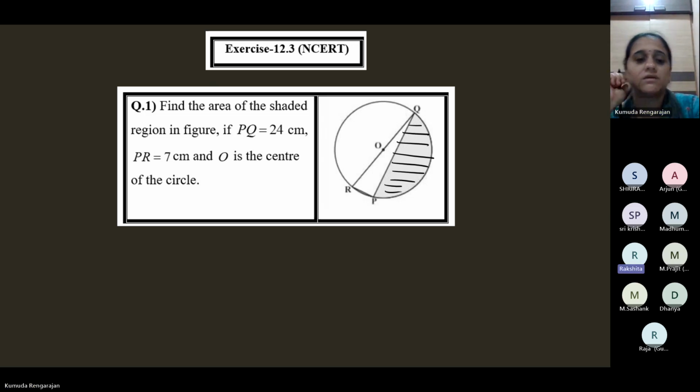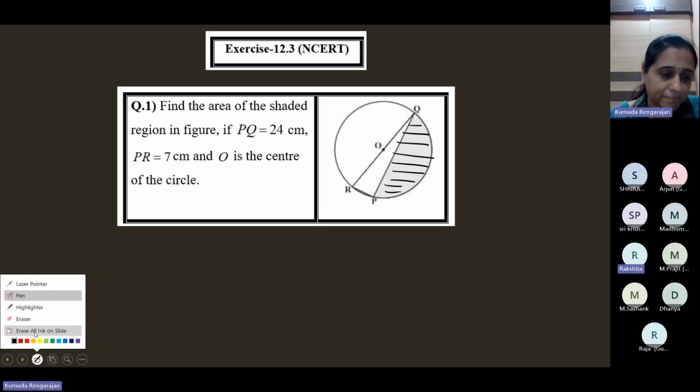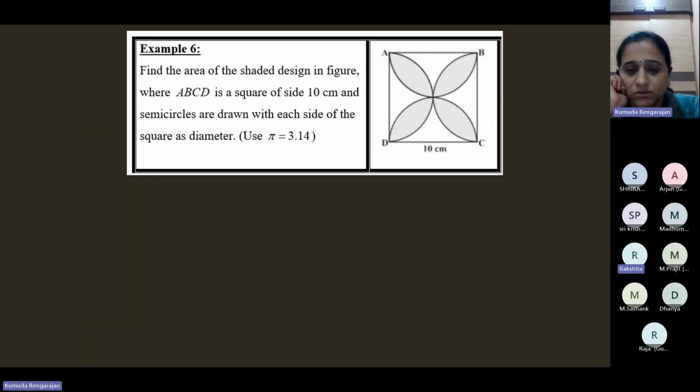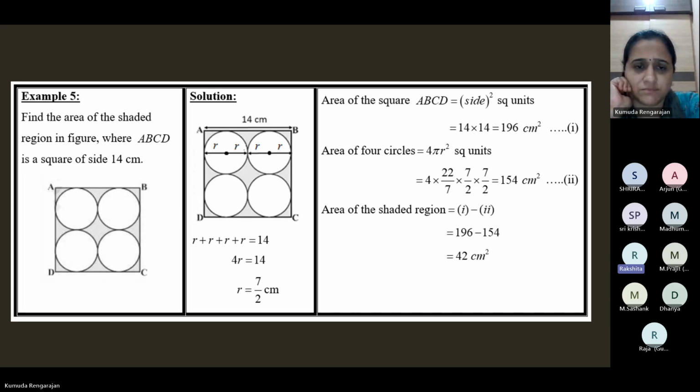Ma'am, I have a doubt in the previous question, ma'am. We don't know if all the circles are equal, right, ma'am? Then how can we take that? No, only if they're all equal, they can be placed like this.